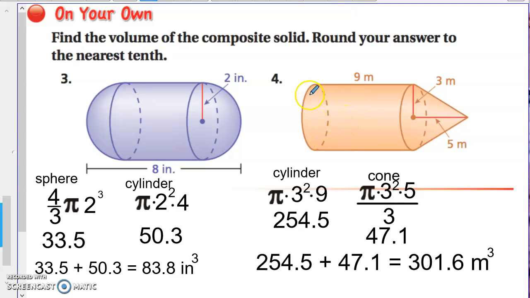Second one here is a cylinder. We have a height of 9 and we have a radius of 3. So pi times 3 squared times 9 gives me 254.5. The cone has a radius of 3 and a height of 5. So pi times 3 to the second power times 5, but don't forget because it's a cone, it has to be divided by 3. That gives me 47.1. Then I add 254.5 plus 47.1, and that gives me 301.6 meters cubed as the volume of this composite solid.